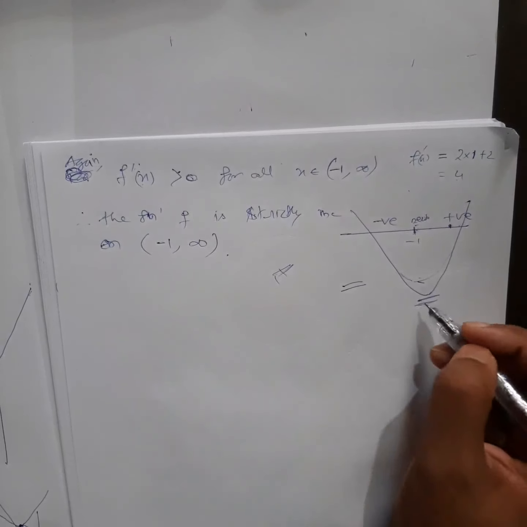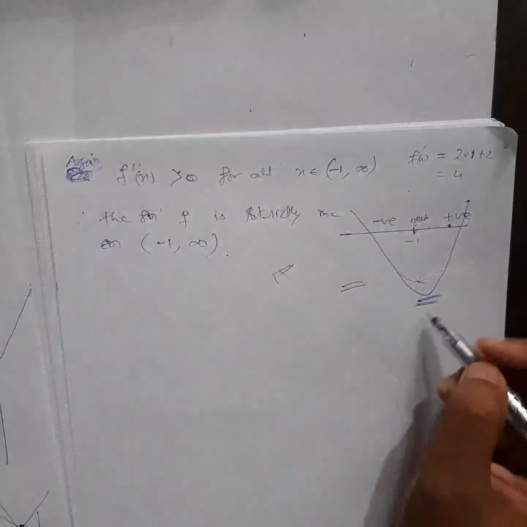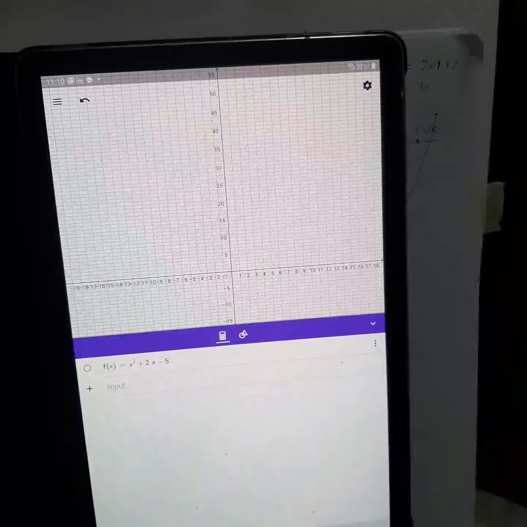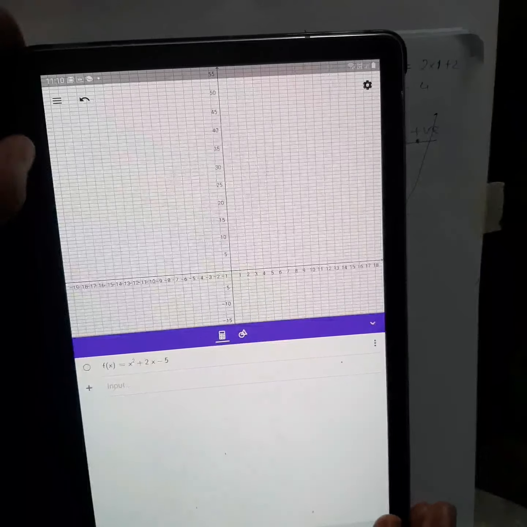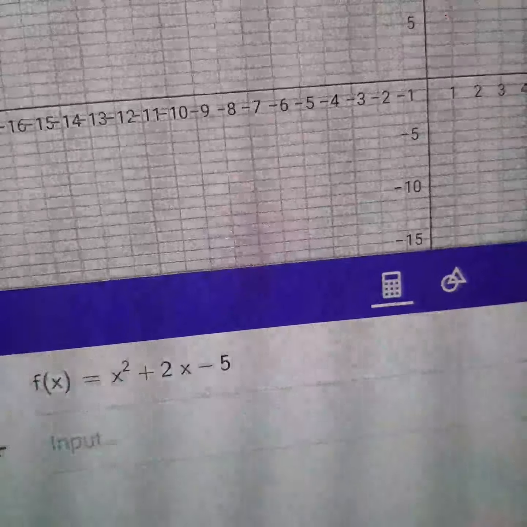Okay, so try to understand with the graph. Any question you can easily solve here. I will show you the graph of that function. What was the function? You can see x square plus 2x minus 5, right? So when I draw this graph, you will see the one which I have shown you. Something like that will come out.